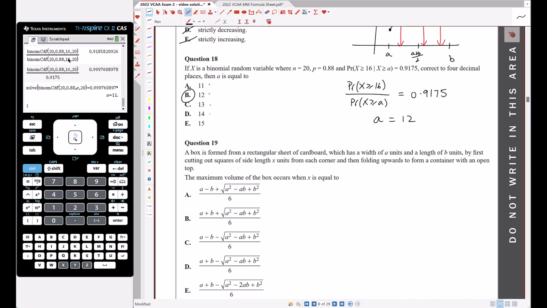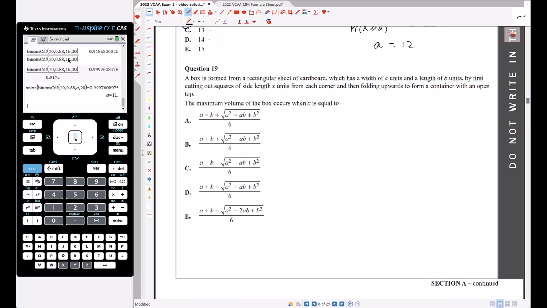Question 19. A box is formed from a rectangular sheet of cardboard which has a width of A units and a length of B units by first cutting out squares of side length X units from each corner and then folding upwards to form a container with an open top. The maximum volume of the box occurs when X is equal to.